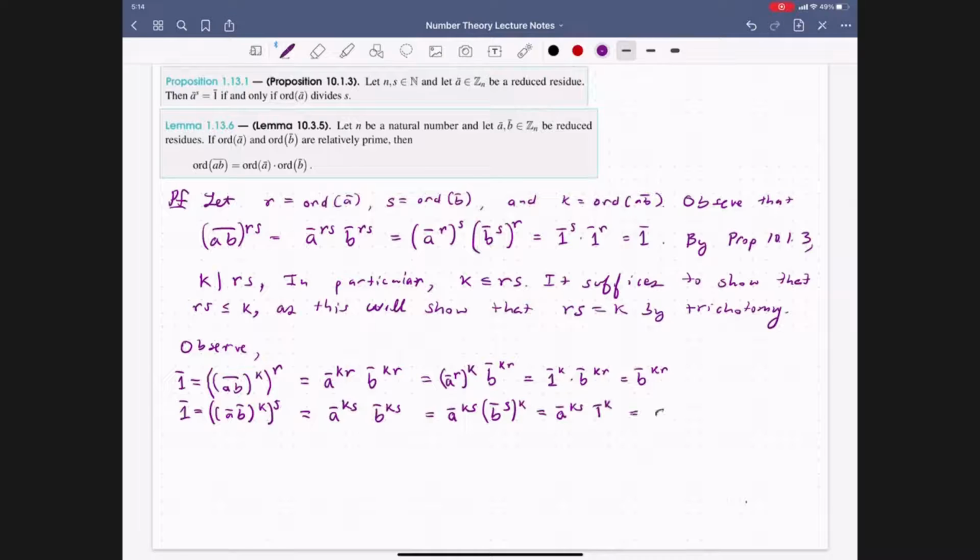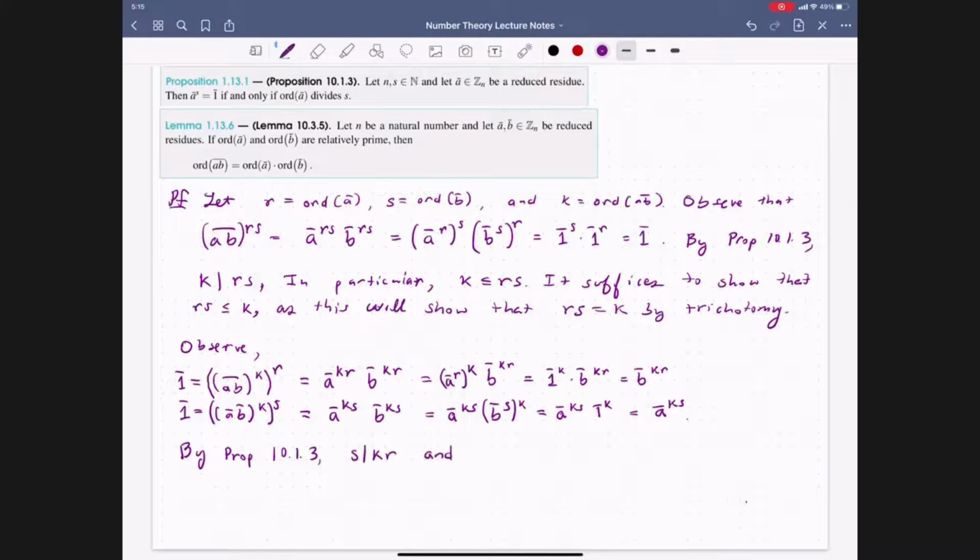And so this is just going to be a bar to the ks. So we have these here. If we apply proposition 10(1)(3) once more, we then have that because b bar to the kr is equal to 1 bar, this tells us that the order of b bar has to divide kr. And so the order of b bar, that's going to be s, so s divides kr.